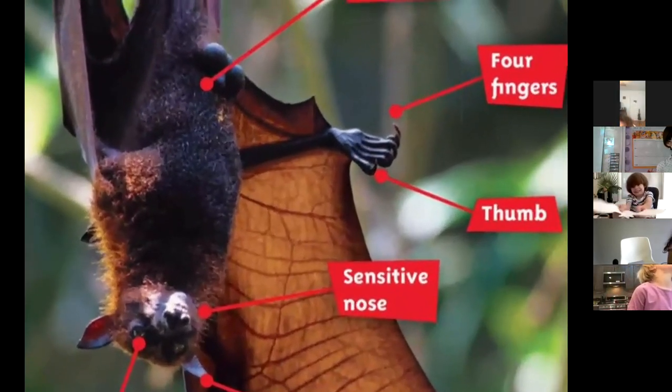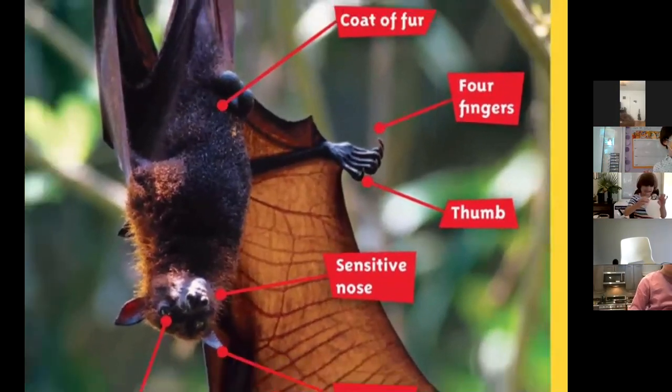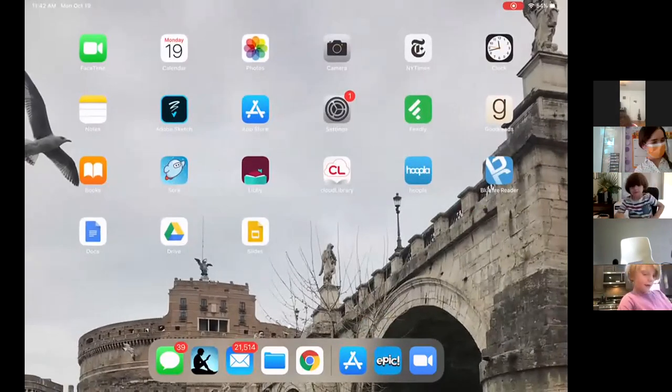So friends, I'm zooming into our nonfiction bat book. Can you see the four fingers and thumb of the bat? They're right there. Oh, yes, Aya.